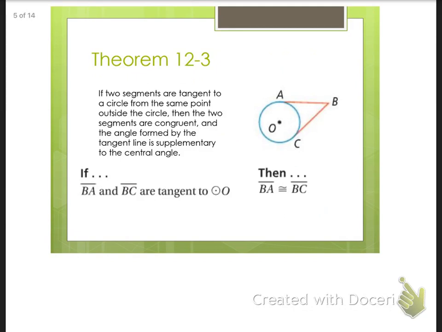Okay, if two segments are tangent to a circle, so this is one tangent and this is my other tangent, from the same point on the outside of the circle, then the two segments are congruent and the angle formed by the tangent line is supplementary to the second angle. So if I form one here, okay, it's saying that these are congruent and these are congruent. Any four-sided figure means it's supplementary, okay?